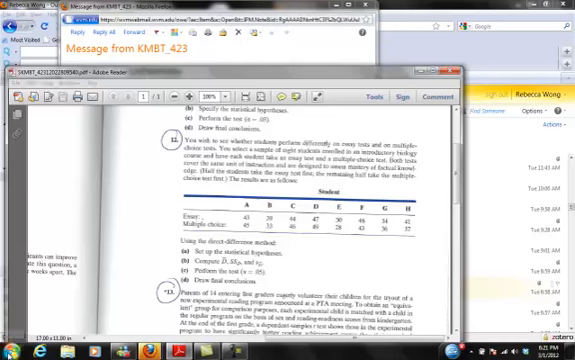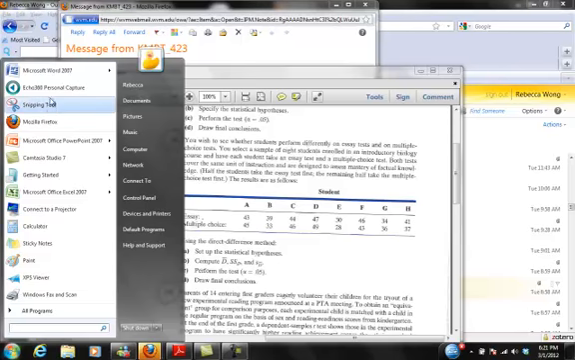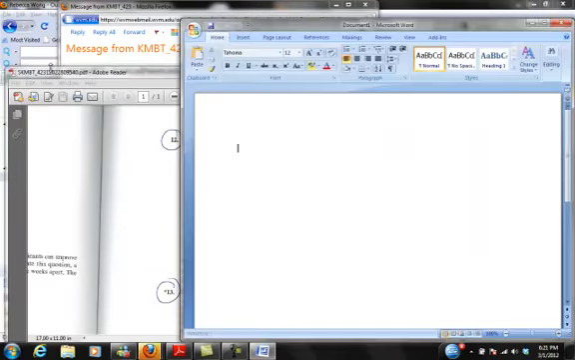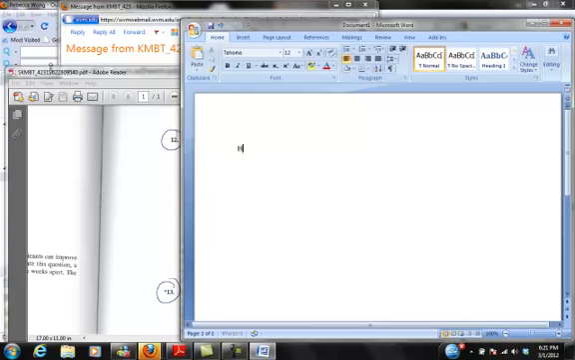So let's go ahead and get started. The first thing we always want to do is write our null and alternative hypothesis. In this case, our null hypothesis is that the mean of the differences is equal to 0. The alternative hypothesis is that the mean of the differences is not equal to 0.